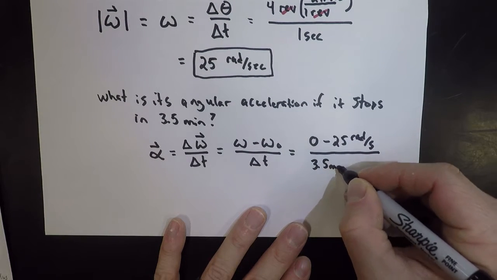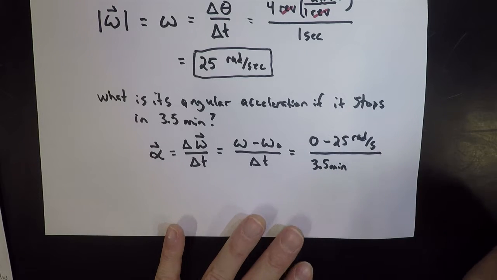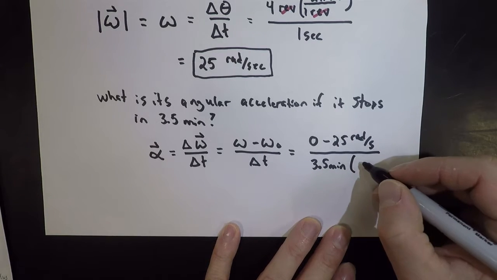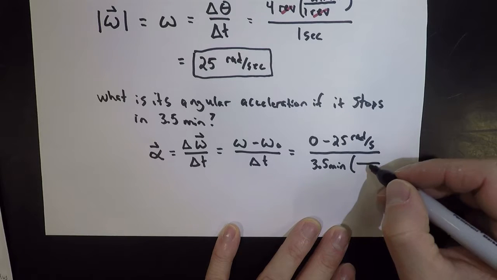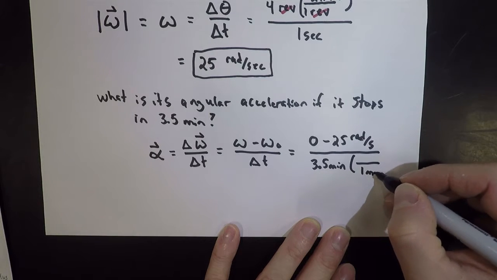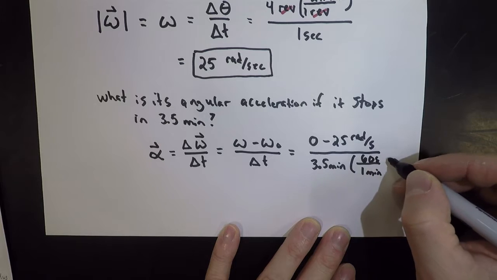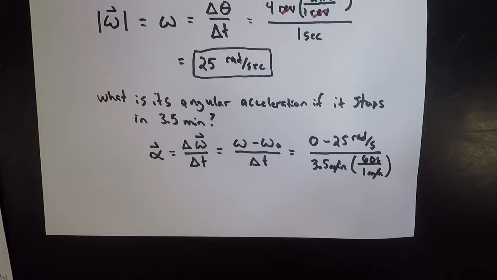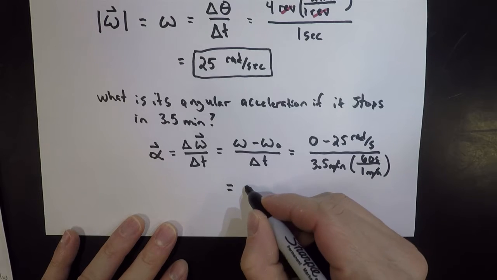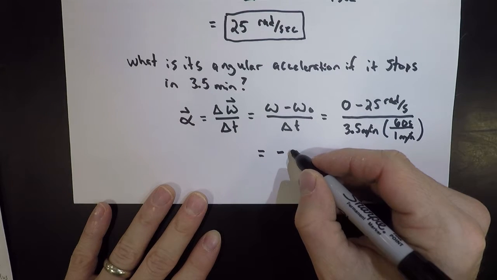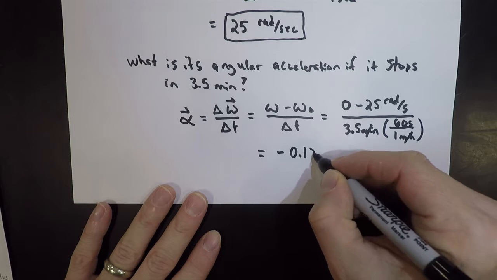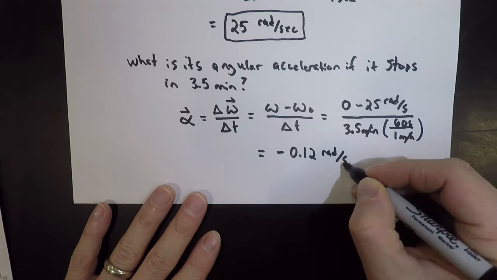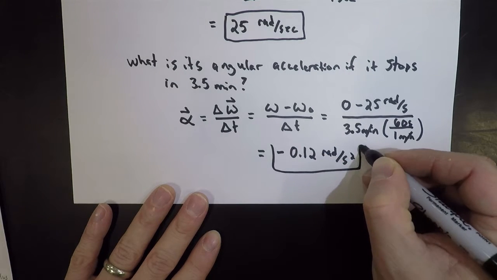So I got 3.5 minutes, but I also have to be careful again with my dimensions that I have this in seconds instead. So 1 minute is equal to 60 seconds. So what I'm going to do is multiply 3.5 by 60. So we'll take 25 radians per second divided by the number of seconds in 3.5 minutes. And my calculator will tell me my angular acceleration is negative 0.12 radians per second squared.